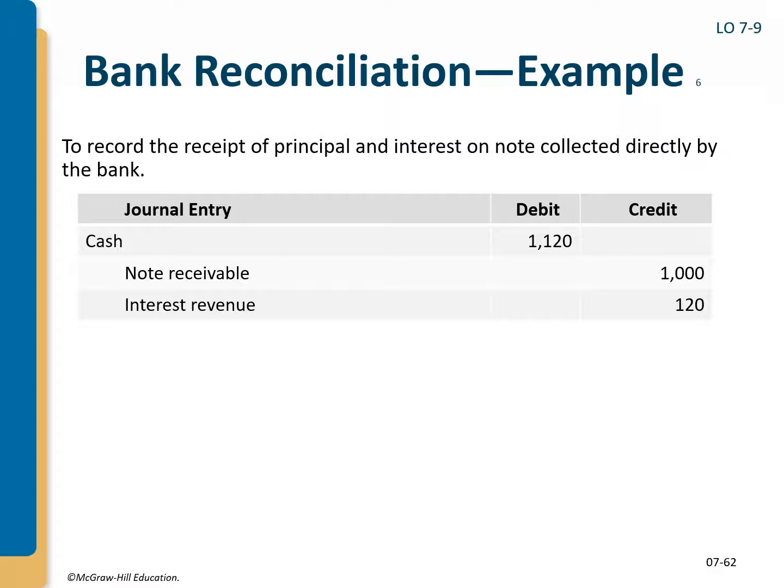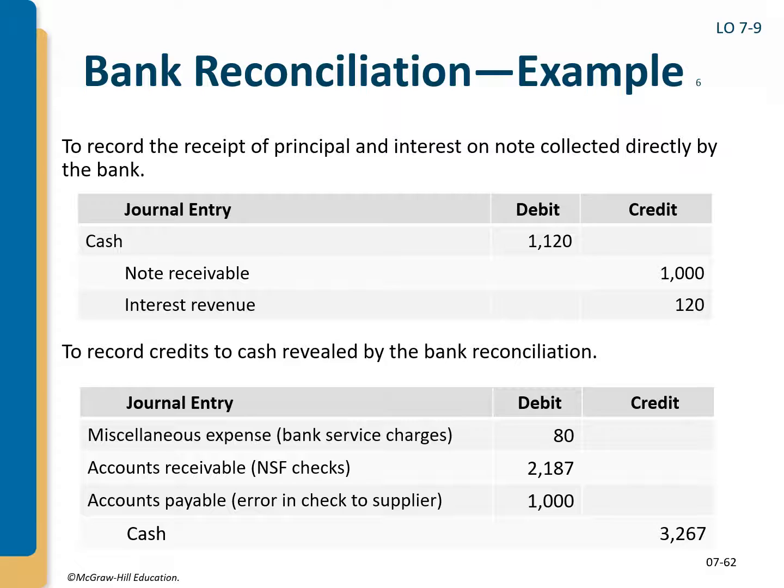The next step is to make journal entries for the items that were missing from our checkbook, like that bank collection. We need to increase cash for $1,120. It was missing. We'll credit note receivable and credit interest revenue. They told us that $120 of it was interest, and you could go back and look at that slide. The bank service charge, debit that to miscellaneous expense. The NSF check, the customer's check that was not honored, it bounced. That goes back into accounts receivable. They owe us that money.